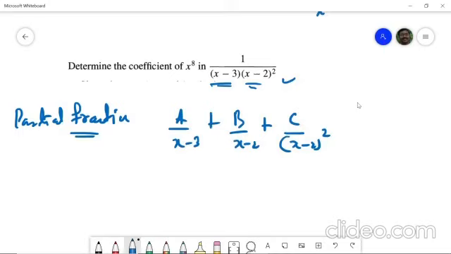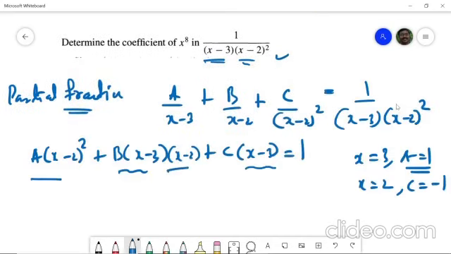So I'll write this term is equal to 1 by x minus 3 into x minus 2 the whole square. We will find the value of a, b, c. So how will you find it? So a into x minus 2 the whole square plus b into x minus 3 into x minus 2 plus c into x minus 3 would be 1. So when x is equal to 3, what will you get? This will become 0, this will become 0. You get the value of a as simply 1. Similarly when x is equal to 2, this will become 0, this will become 0. You will get the value of c as simply minus 1.